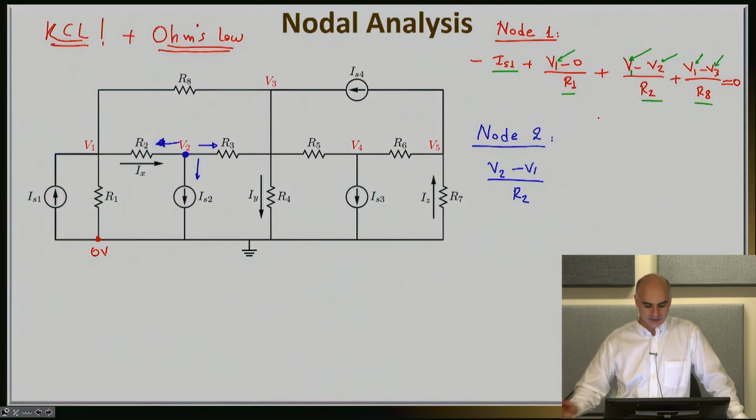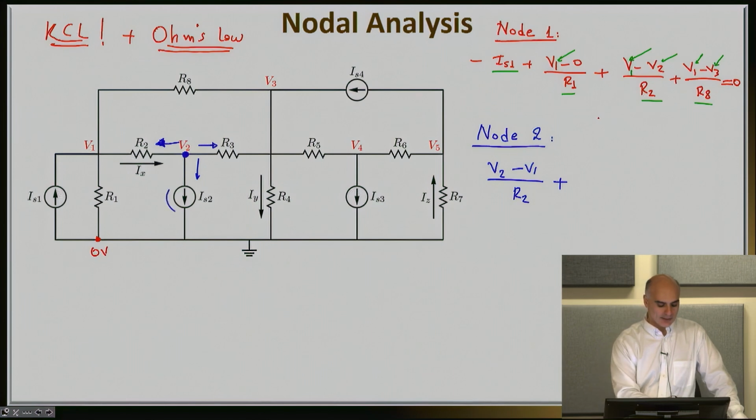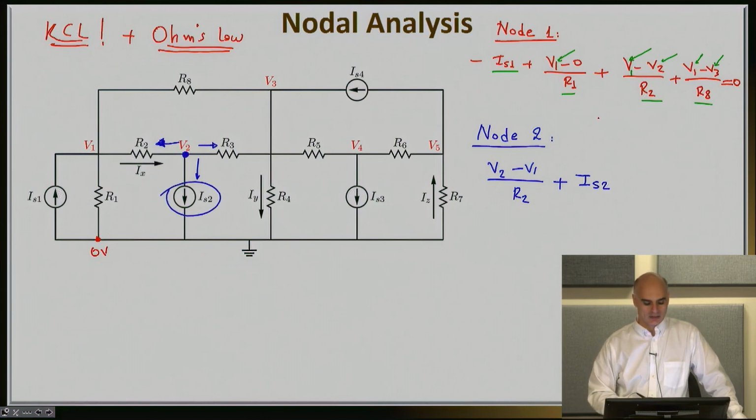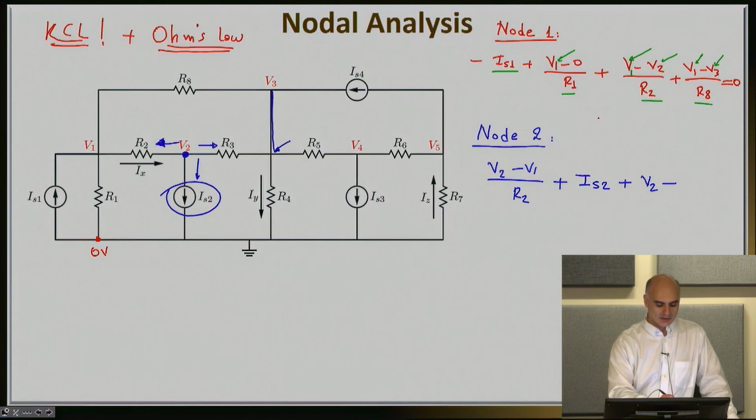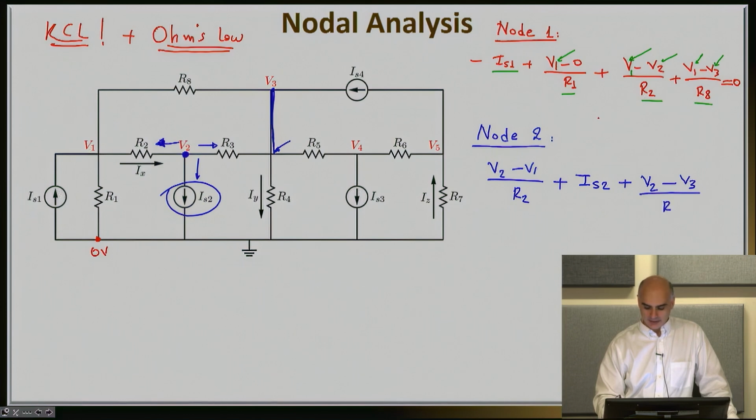Now I have the current that leaves towards the south, which is the current from the source IS2. So it is plus IS2. And finally is the current through the resistor R3. So this will be equal to V2 minus the voltage here. You might say, well, I don't know the voltage there. Of course you do. Look at this short circuit. This voltage is exactly V3. So this will be V2 minus V3 divided by R3.